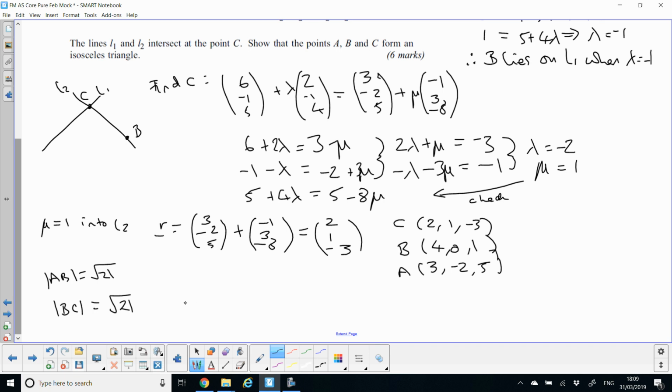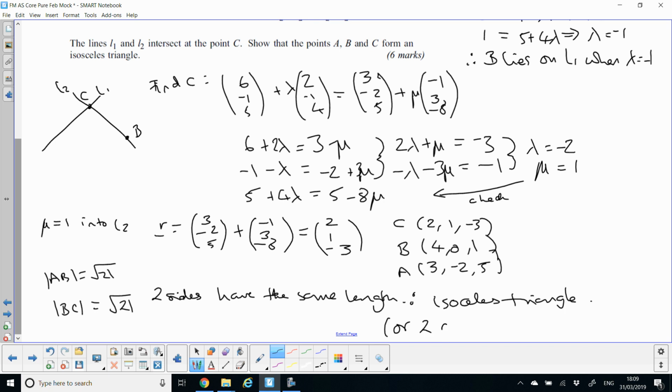It doesn't matter if you find AC as well, you'll find that's different. So two sides have the same length. Therefore, it's an isosceles triangle. There is an alternative where you could do it with angles, but as we don't have any angles at the moment, that's going to take a bit more work. But you should be able to find that two of the angles are 20.2 degrees, which are angles A and C.